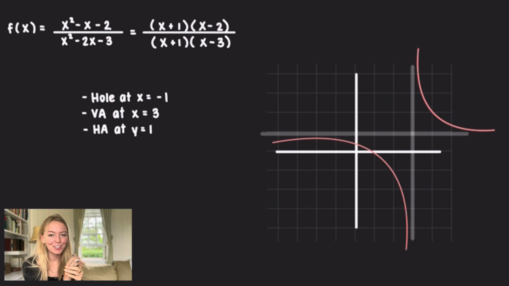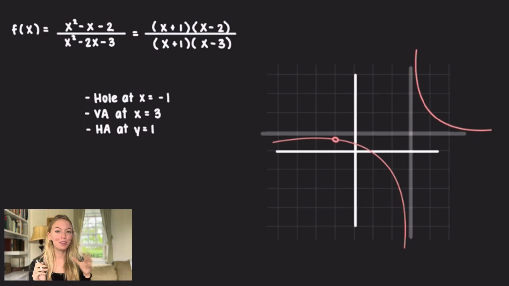And last but not least, don't you dare forget that there is a hole at x is equal to -1. So this is pretty much the hardest example that your teachers are going to ask you. So if you feel good about this, you're going to be super solid on your quiz or test or whatever.